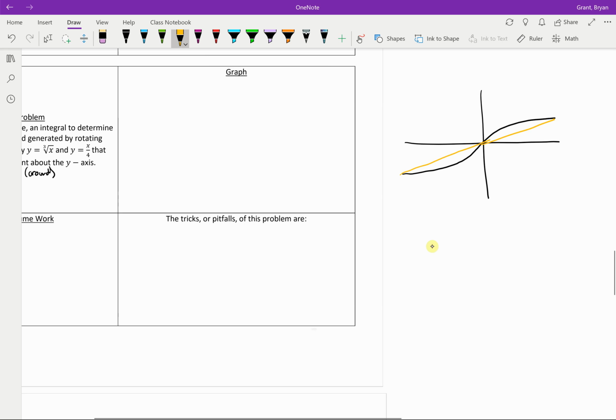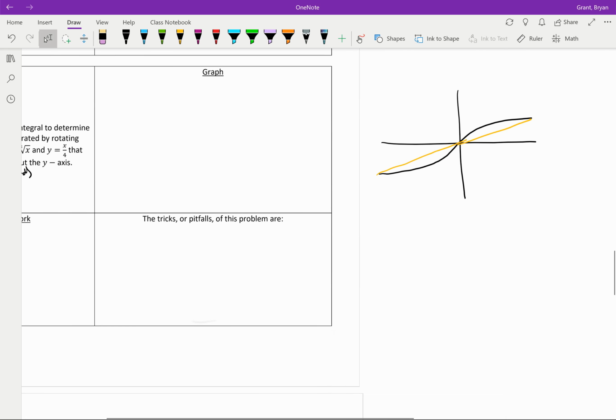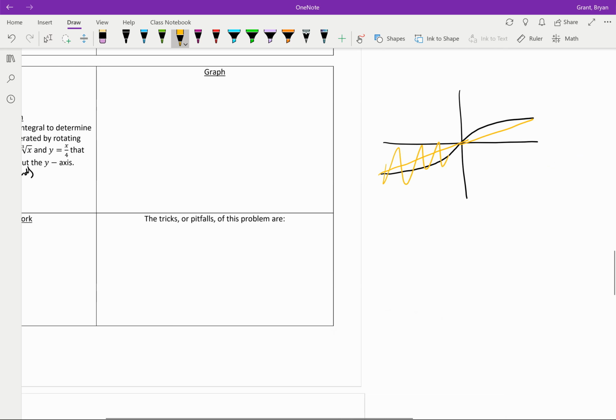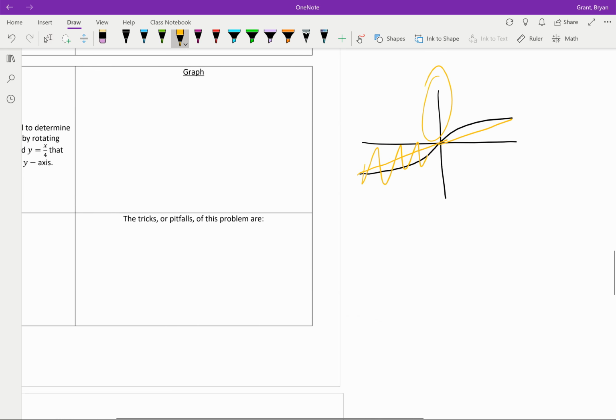So it tells us though that we're only going to take the region in the first quadrant, so I don't care about this part. We just care about that. Of course, then we're going to revolve it about the y-axis. Here's my y-axis, which means this graph is going to spin that away. Okay, and then once it spins around, we're going to need to know everything else going on.